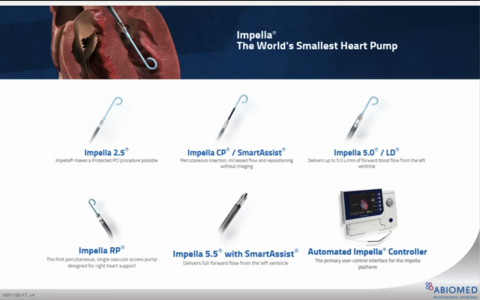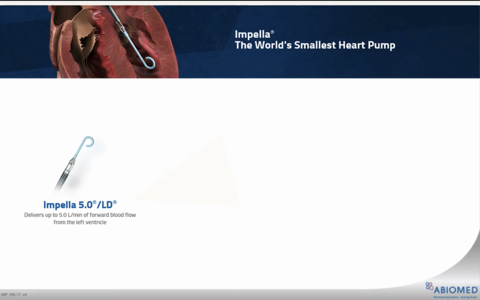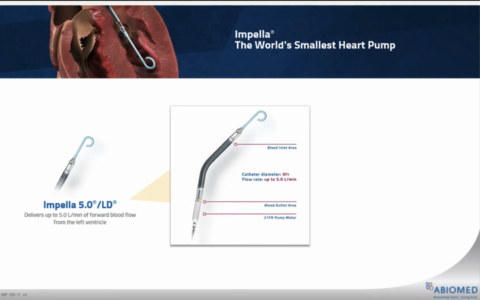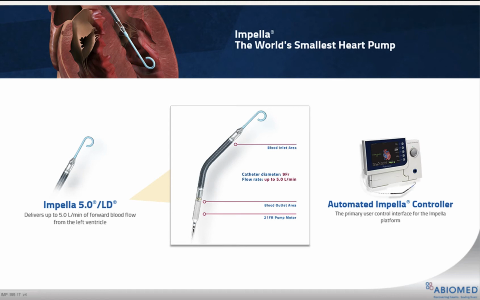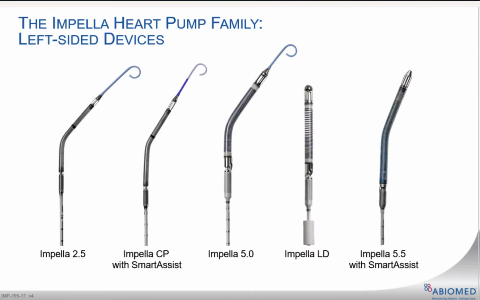The Impella heart pump family of products are catheter-based devices, providing hemodynamic support while allowing the heart to rest. This training will focus on the Impella 5.0 LD heart pump and the automated Impella controller. As you proceed through this course, you will notice many similarities between the Impella 2.5, Impella CP with Smart Assist, Impella 5.0, Impella LD, and Impella 5.5 with Smart Assist heart pumps, system components, and principles of operation. You will also notice some key differences.